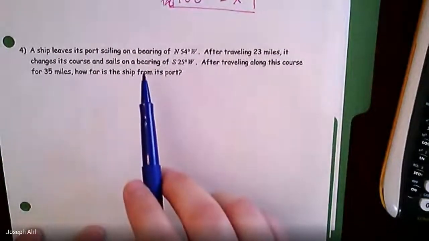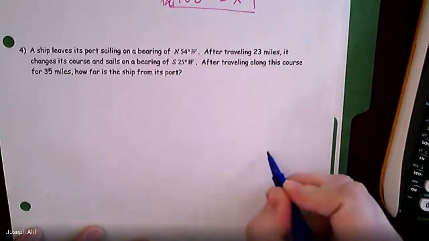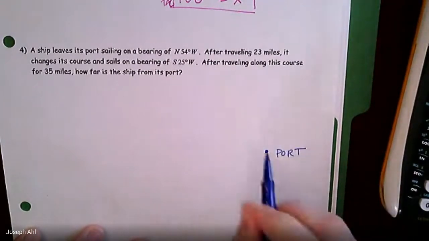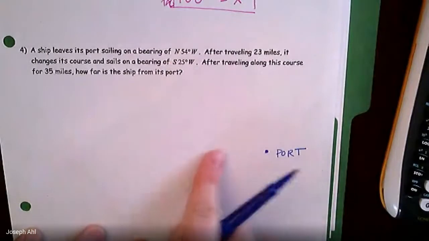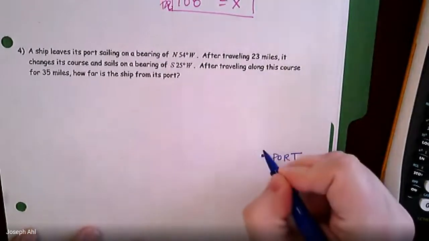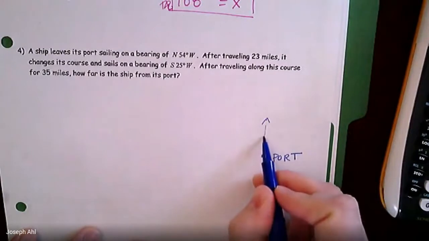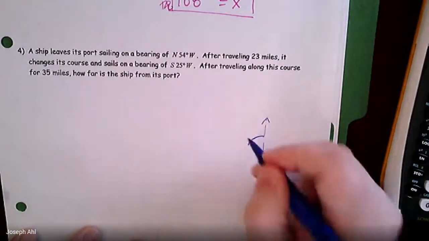So the ship was leaving its port north 54 degrees west. I'm going to start the port on the right side of the page now, because if I'm being accurate about this, going west is going to head left. So here's north 54 degrees west. A little bit more than halfway to 90, right?